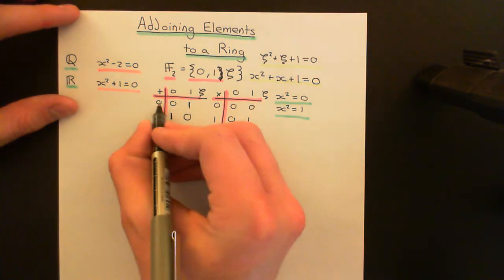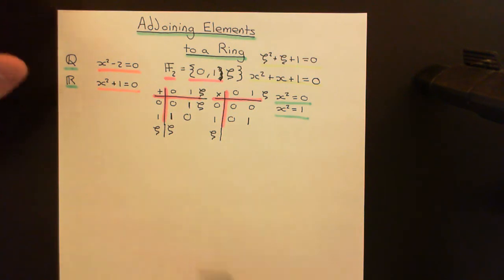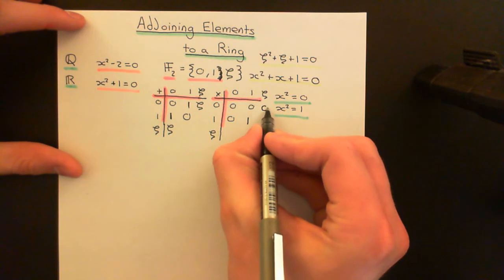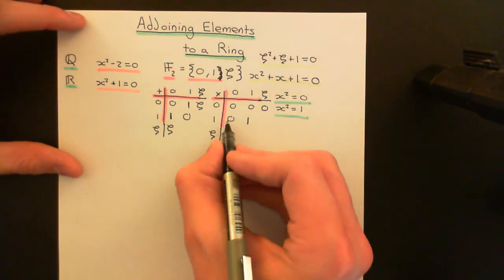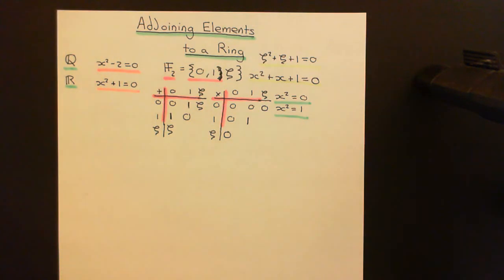It's going to have to be zeta, and we can instantly say what this entry is going to have to be. It's going to have to be zeta as well. Okay, so far so good. We've worked out 2 entries in the addition table. We can also work out a few entries in the multiplication table. 0 has to multiply by anything to give 0 back again, so we can work those ones out as well.